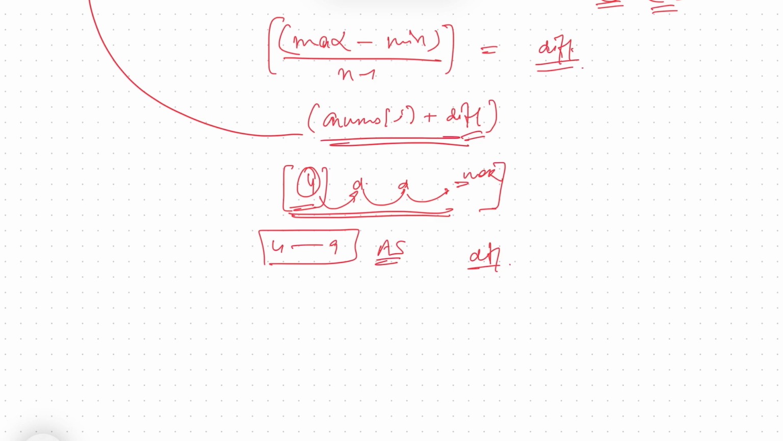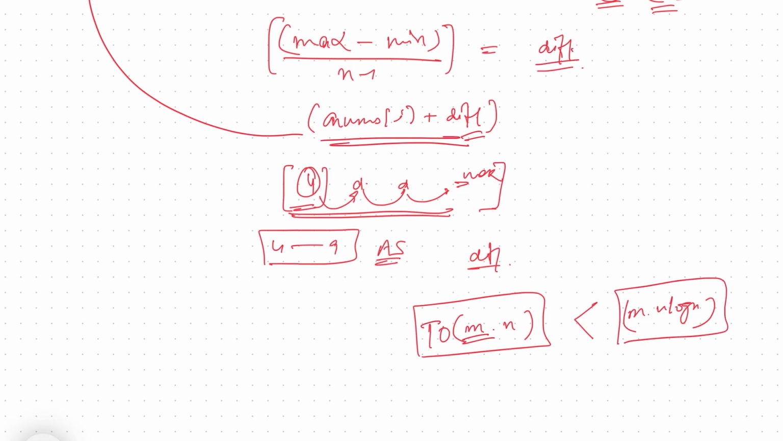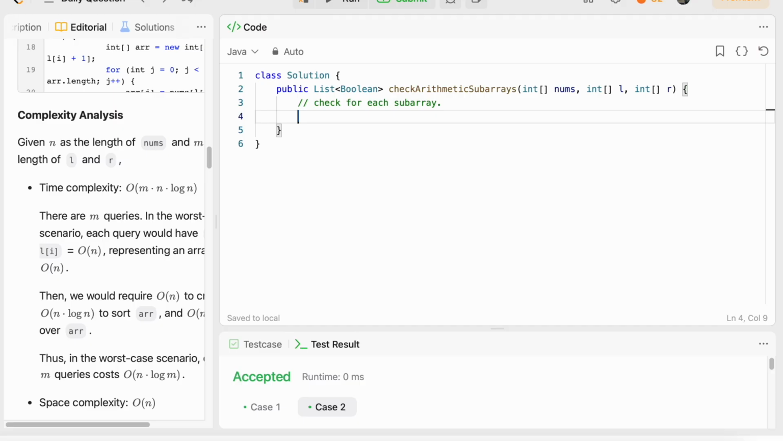So let's say we are having m queries, and let's say a subarray can be of length n at max. So this is going to be O of m into n, which is less than the m into n log n, which we did in the previous approach. So this is the better approach.